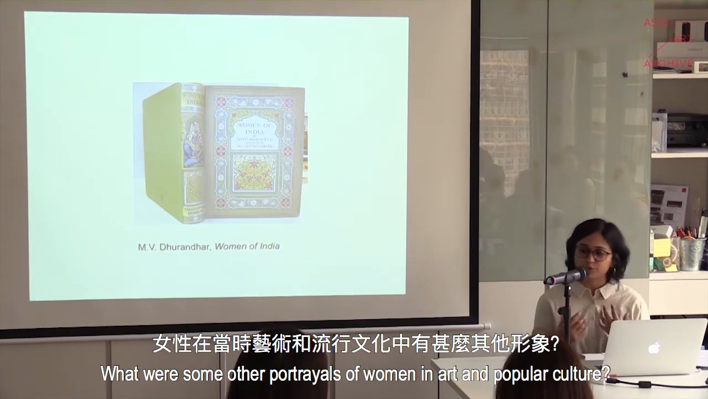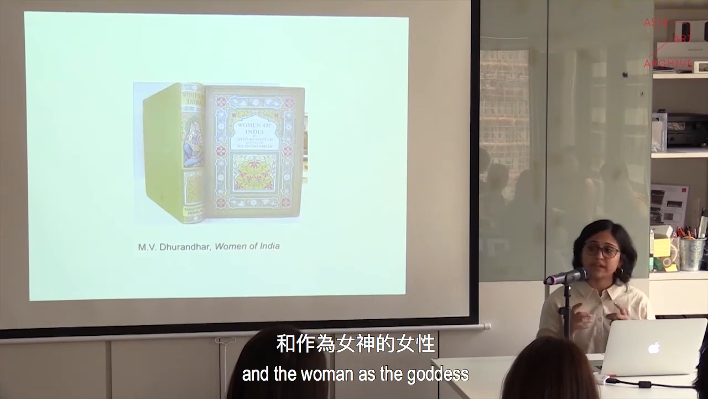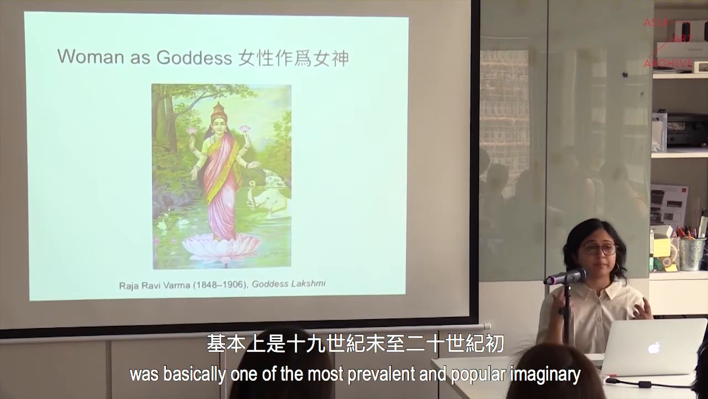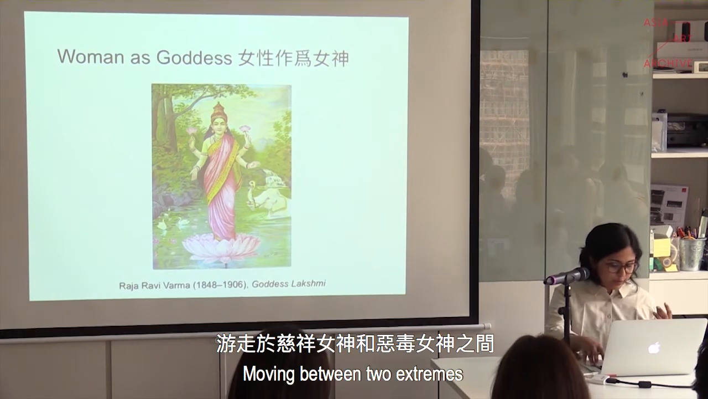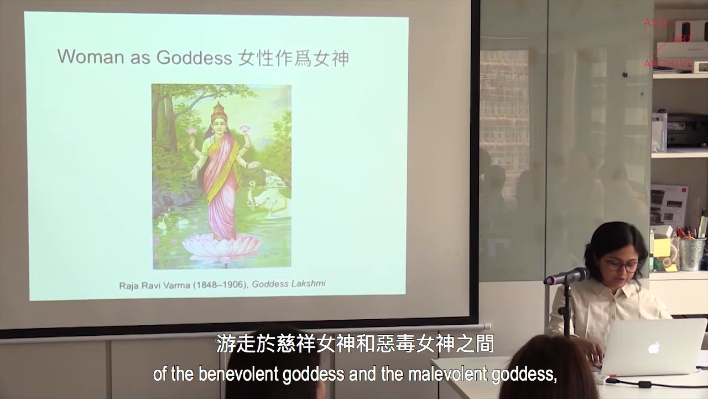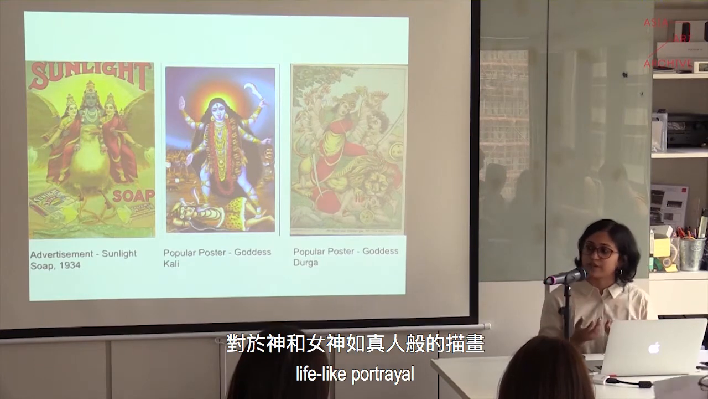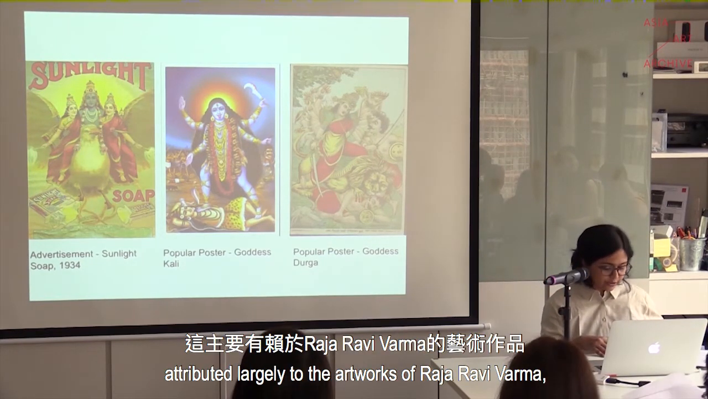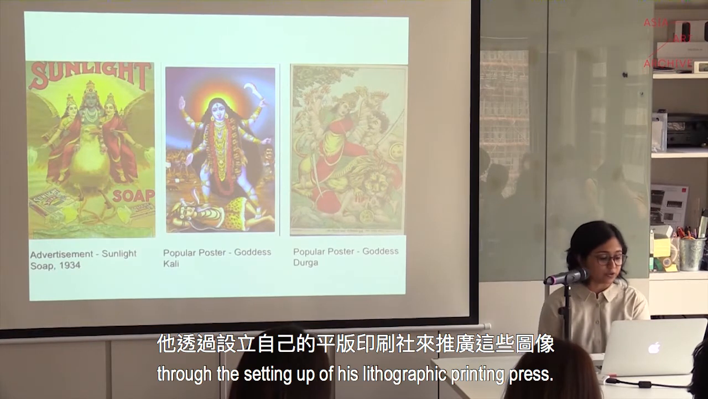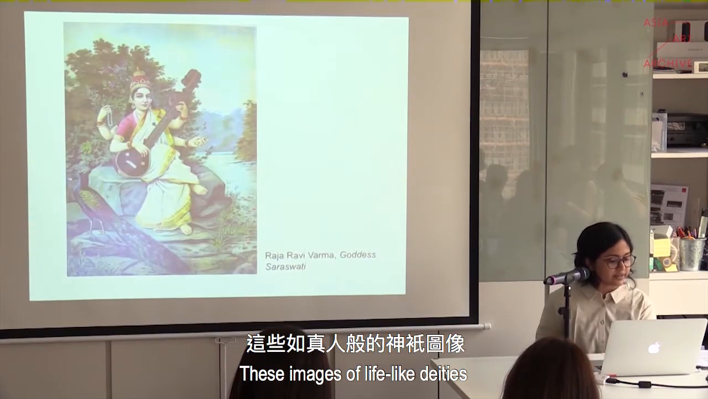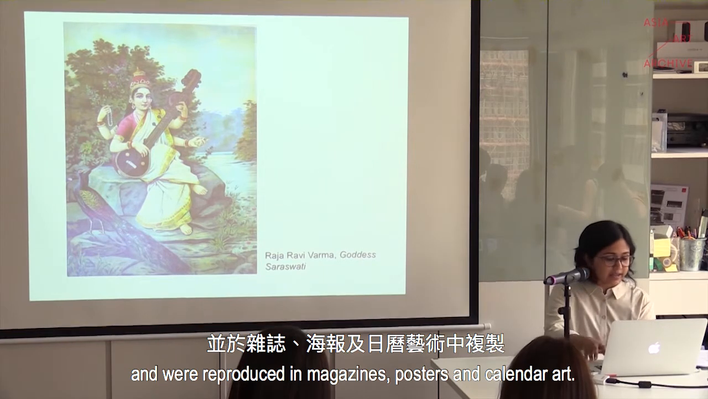Now, what were some of the other portrayals of women in art and popular culture? Religious iconography and the woman as the goddess basically is one of the most prevalent and popular imageries that we find in the late 19th and early 20th centuries. So moving between two extremes of the benevolent goddess and the malevolent goddess, the late 19th century saw for the first time lifelike portrayals of gods and goddesses in India, attributed largely to the artwork of Raja Ravi Varma, who popularized these images through the setting up of his lithographic printing press. These images of lifelike deities entered every Hindu household in India to be reproduced in magazines, posters, and calendar art.